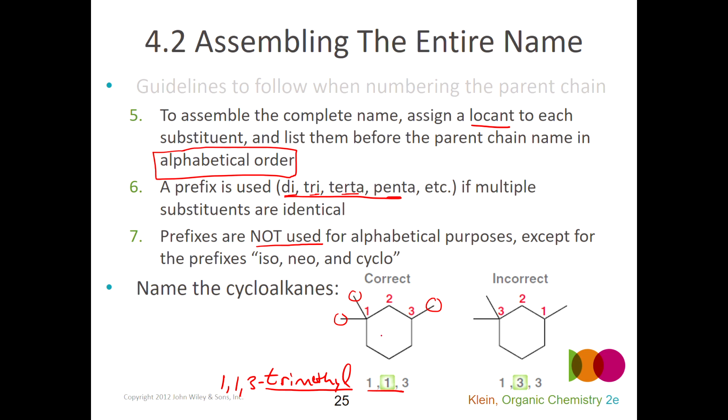So if there were other substituents, so let's say there was an ethyl group here. Let's say there was an ethyl group on carbon 2. Then I would have 2 ethyl.